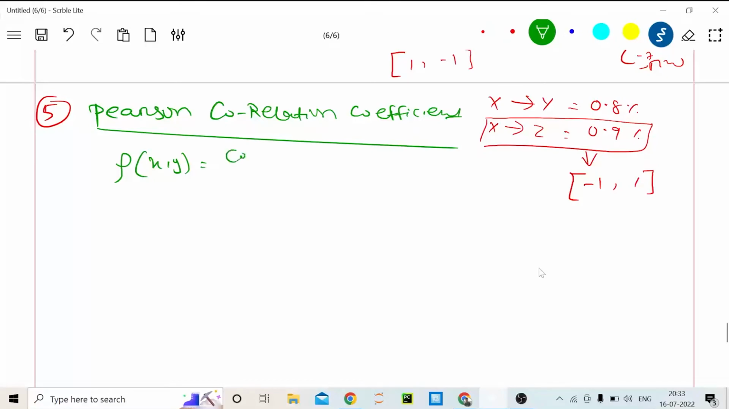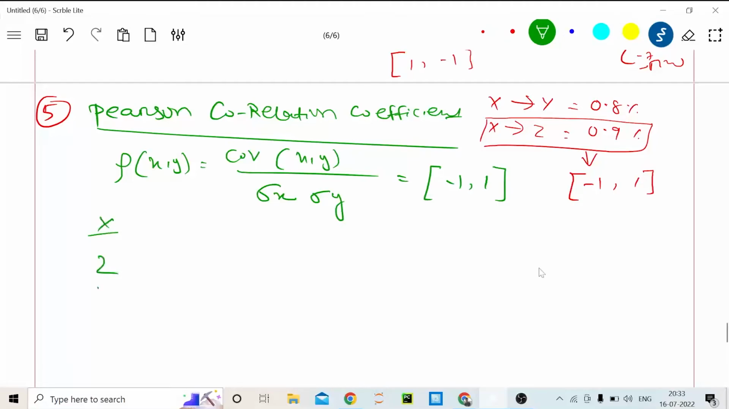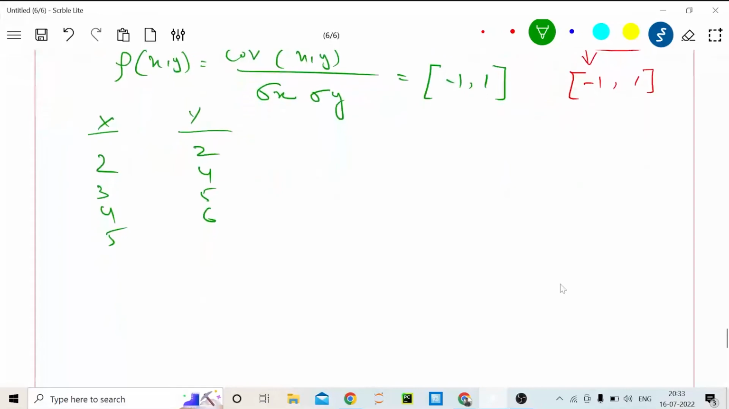The formula is very simple: covariance of x, y divided by the standard deviation of x times the standard deviation of y. When you calculate this formula, the result will always come between -1 and +1. Let's take an example. X is 2, 3, 4, 5. Y, let's say, is 2, 4, 5, 6.